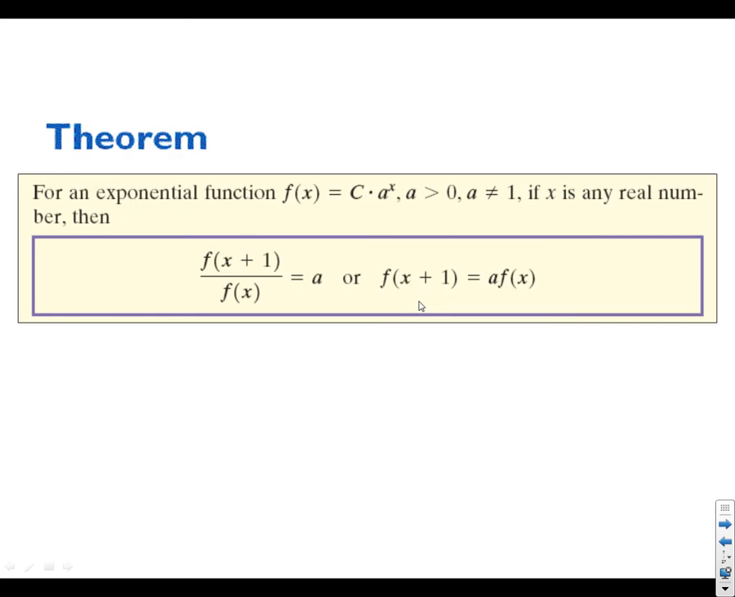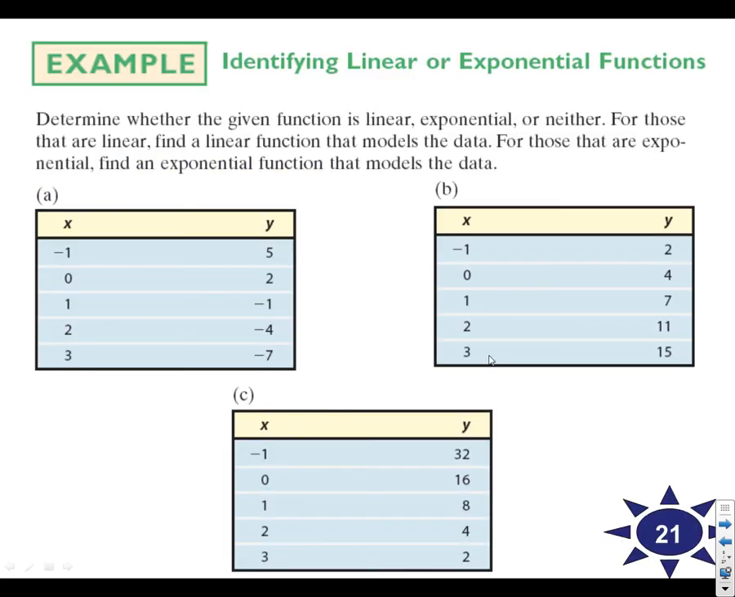C is the y-intercept. All right, if we increase by 1, remember we double. So increasing by 1 divided by the original just gets us a, our growth factor. Right? So if we increase by 1, we take our first number and times it by a. All right, so let's take a look at 3 different situations, see if we can figure out if they're linear, exponential, or neither.